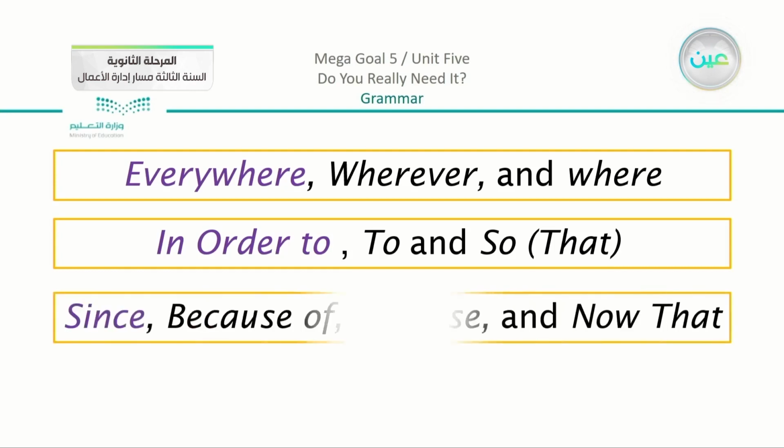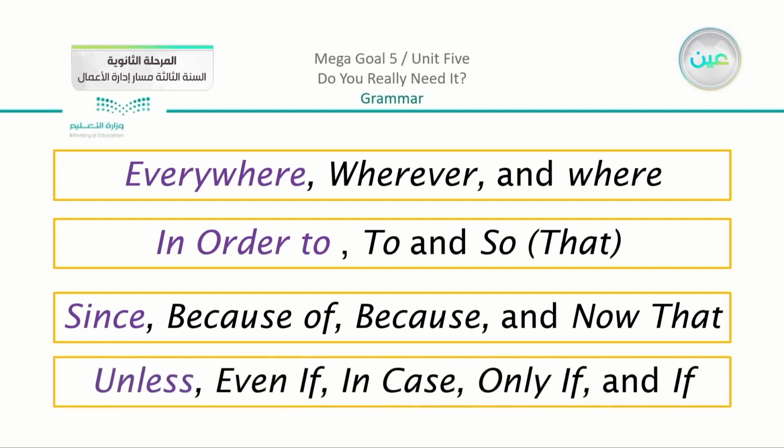We have the third team, which is since that we used, and with since we have the same idea using because of, or we can say just because, or now that. And we have our fourth team here, which is unless, and like unless we have here even if, in case, only if, and if. So we can just use if.